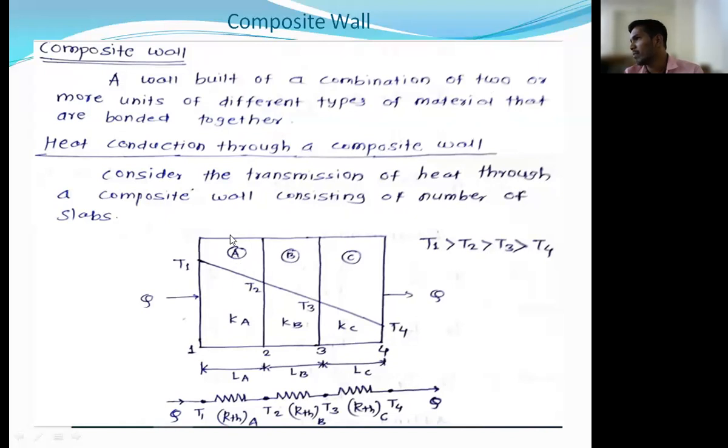Suppose this is plate A, this is plate B, this is plate C. Okay, so what is the thermal conductivity of plate A? Ka. What is the thermal conductivity of plate B? That is Kb. And what is the thermal conductivity of plate C? That is Kc. Okay, so what is the meaning of composite wall? A wall built up of combination of two or more units.